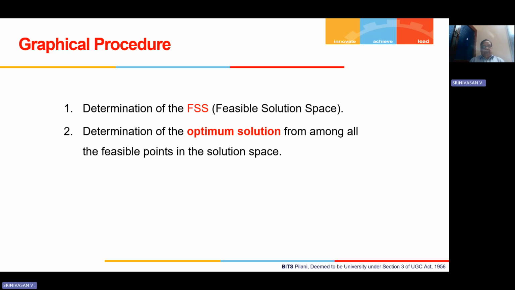So as I said, the graphical procedure is going to be the first one to have your LPP solved. So we have determination of FSS, that is feasible solution space. Determination of the optimum solution from among all the feasible points in the solution space. So what we do, we take the objective function to be optimized, maximized or minimized. And then we take the constraints which are inequalities, but then we take the equations to represent them as straight lines in the first quadrant of a graphical representation.